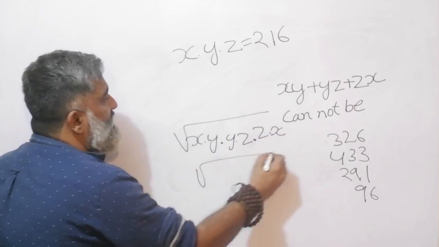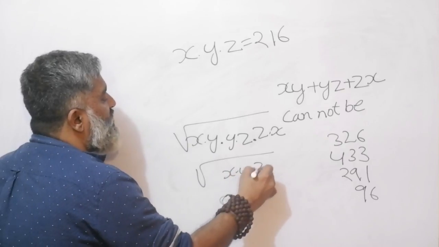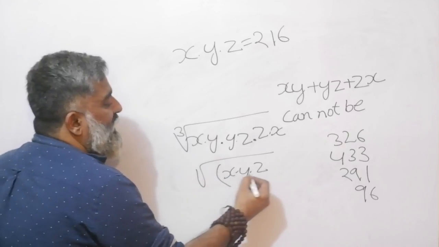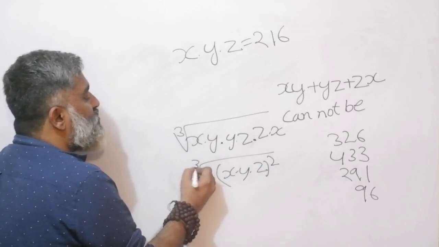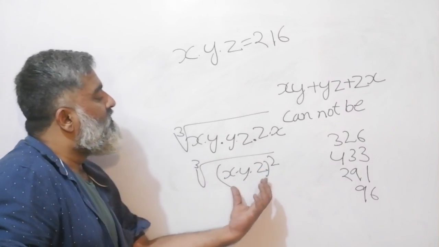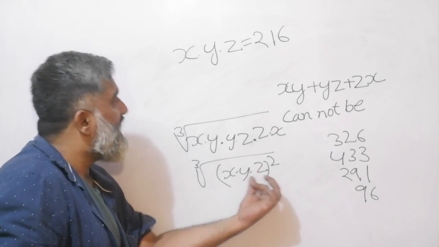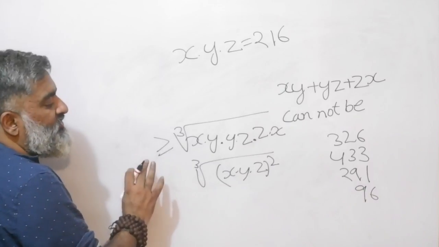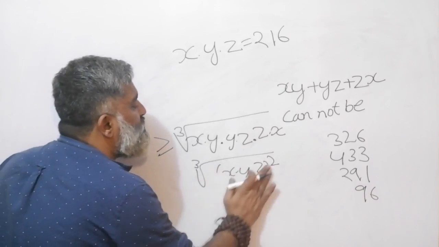Now if I simplify this, what I get is the cube root of x dot y dot z. By the way, these are three terms, so there will be a cube root. So xyz square and a cube root here. Why is this important? Because I know xyz is equal to 216. I'm not even working out the other side of the story right now. I know this is 216.